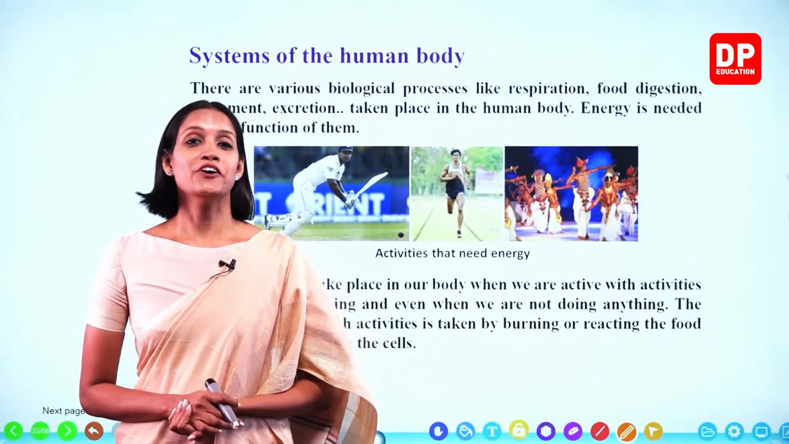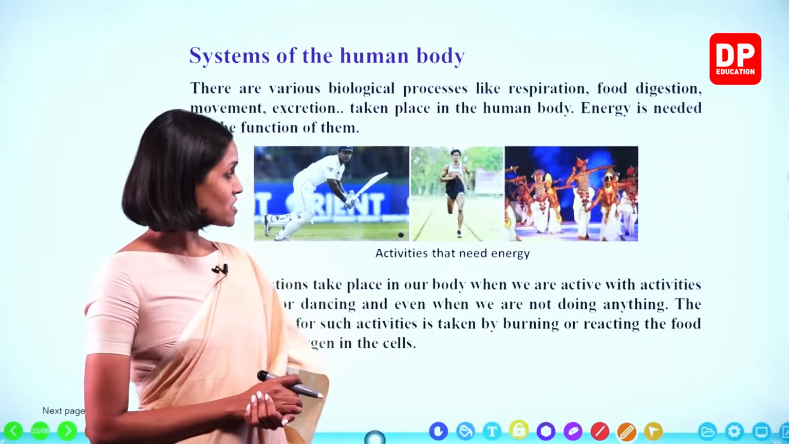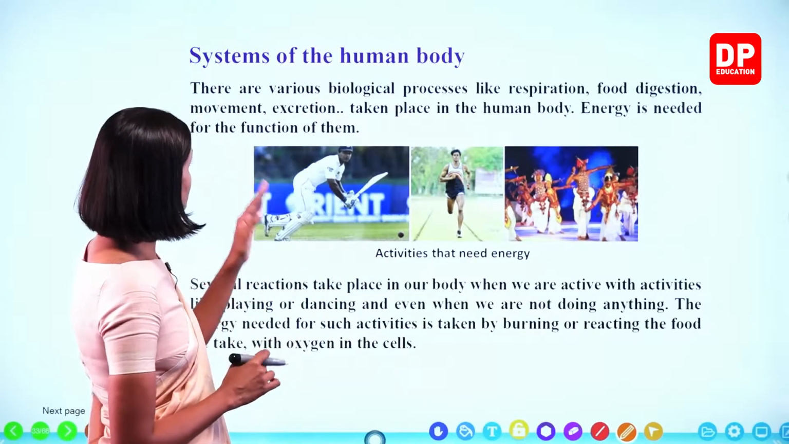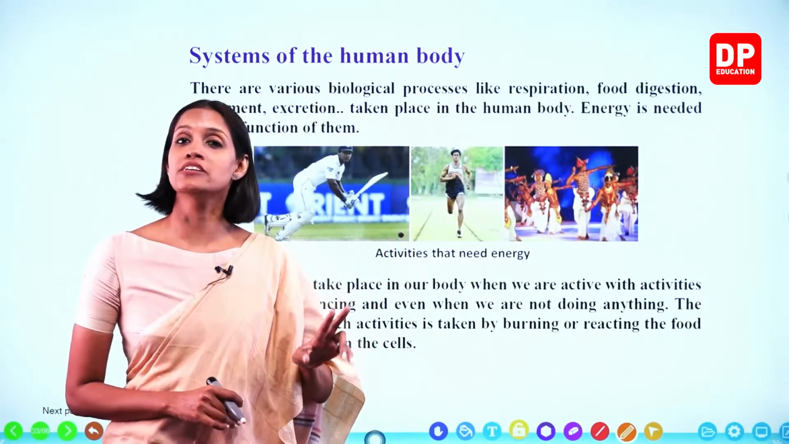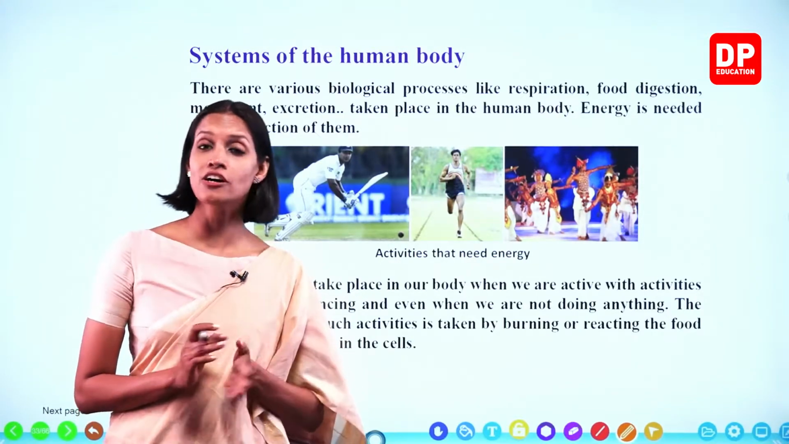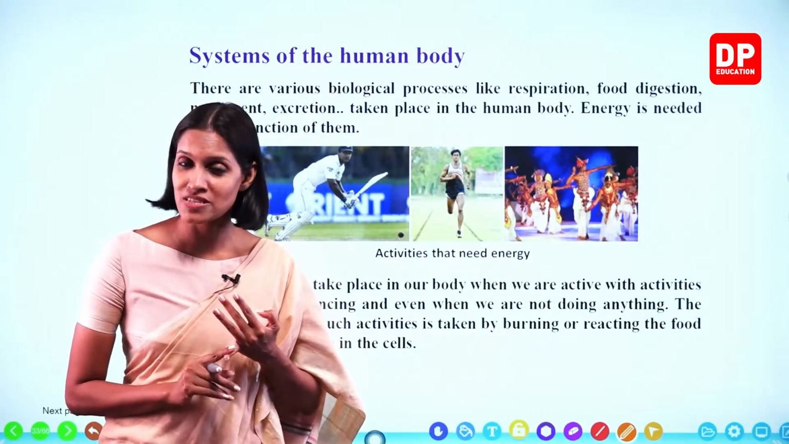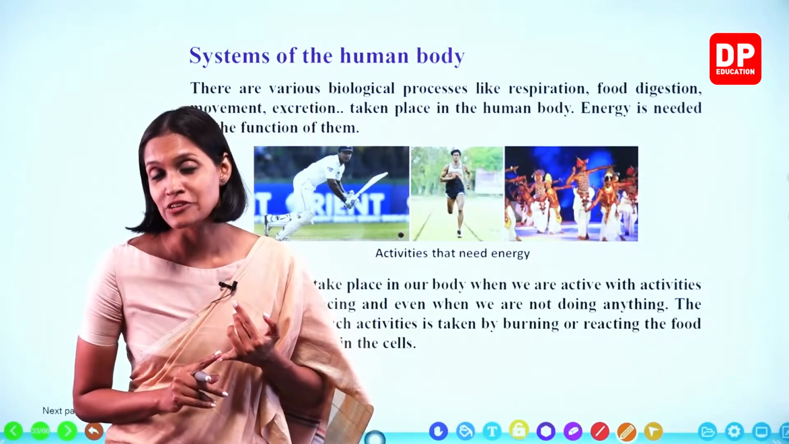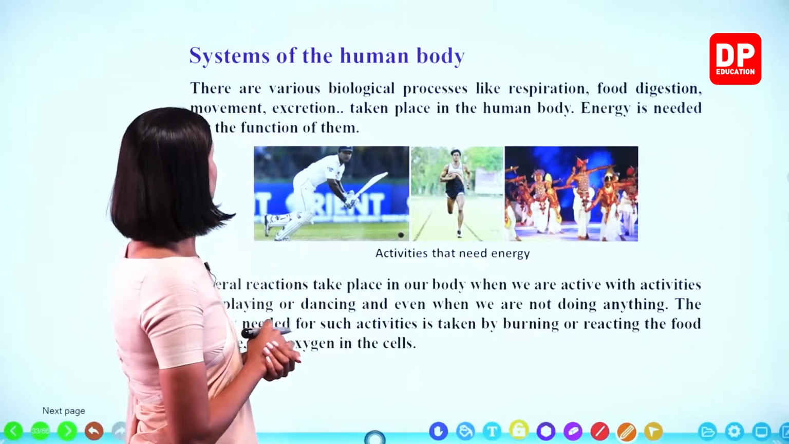Right, children. Now we are going to start the third chapter of this lesson. Under this chapter, we are going to learn about the systems of the human body. This year, we are going to learn about two main human systems. What are they? I already explained to you all. What are the two systems, children? That is the digestive system and the respiratory system. Right, children? Let's go through this.